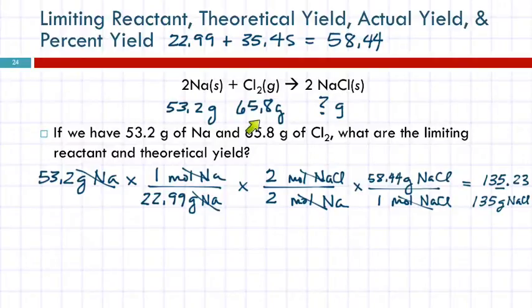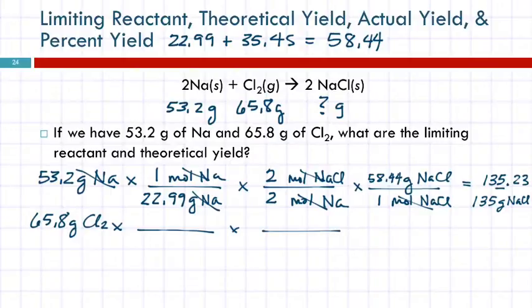Now I take this one, the other ingredient, the other reactant, and I do the same thing. So I'm going to take the 65.8 grams of chlorine. I'm going to have 3 factors again. They're going to be very similar. I'm going grams to moles to moles to grams.